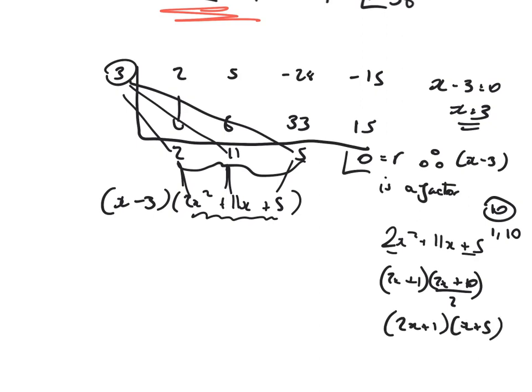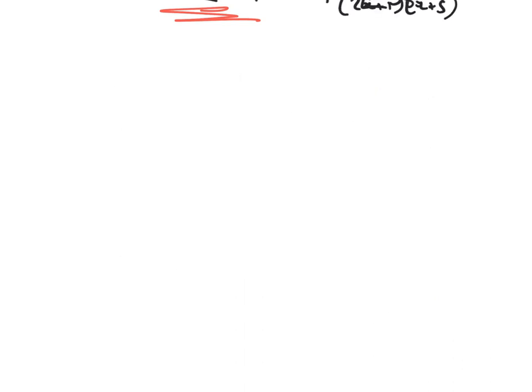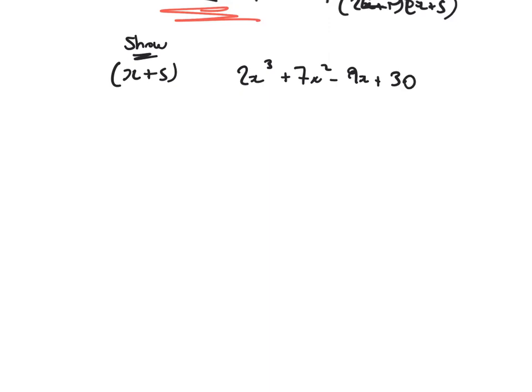Those two brackets then would be 2x plus 1 and x plus 5, but not forgetting that there is the x minus 3 at the front to give me the final answer. Okay, next question. Show that x plus 5 is a factor of 2x cubed plus 7x squared minus 9x plus 30.